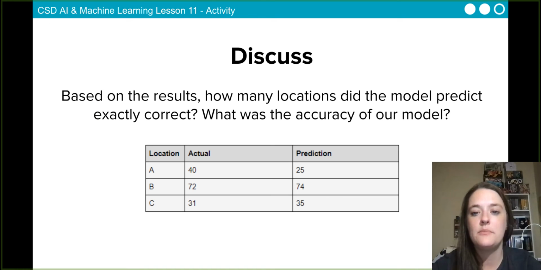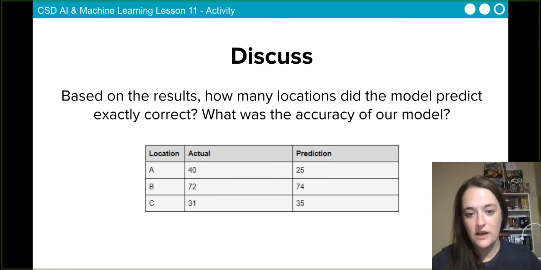Based on the results, how many locations did the model predict exactly correct? What was the accuracy of our model? We have location A having 40, but the prediction was 25. Location B, 72, the prediction was 74. Location C, 31, the prediction was 35. What was the accuracy of this model? Our model is 0% accurate if we were expecting it to be perfectly correct.